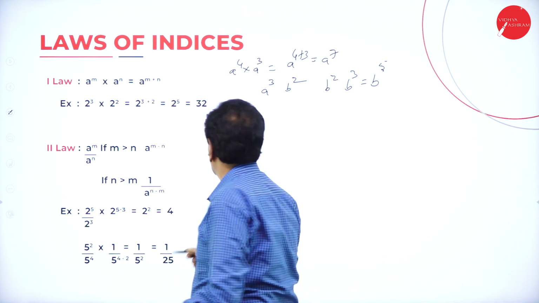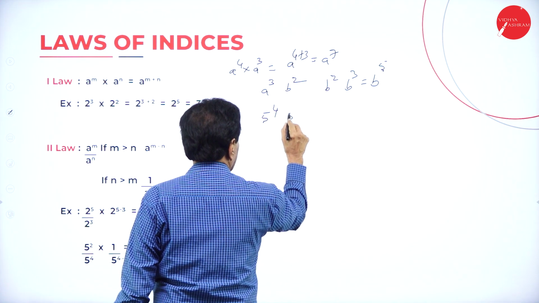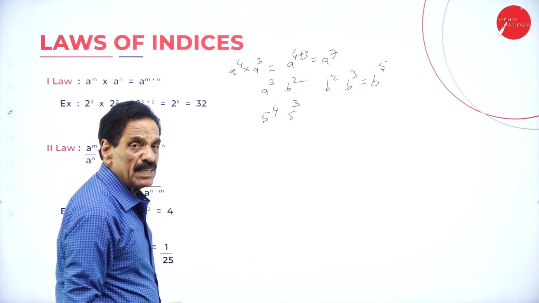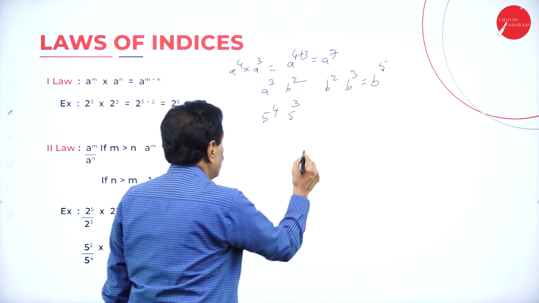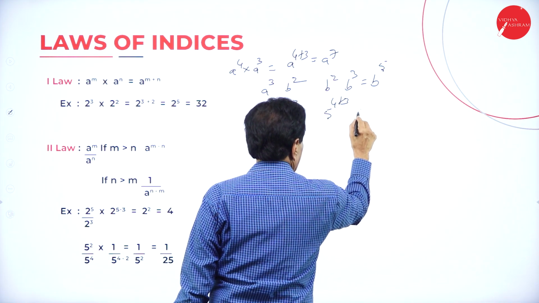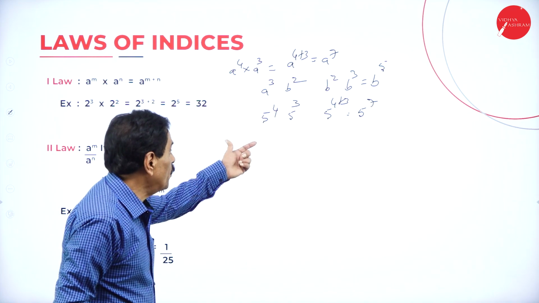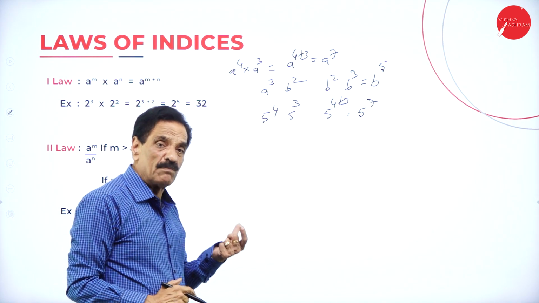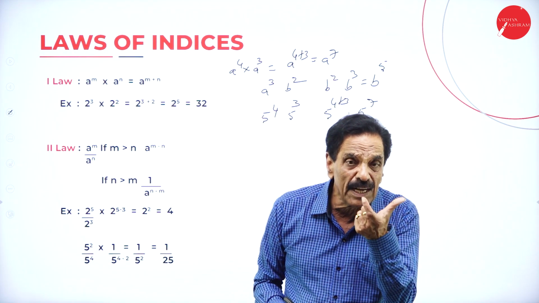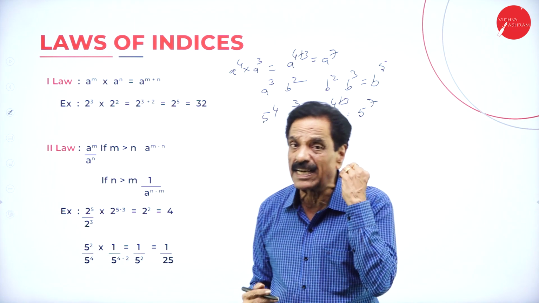Common base, we can have the common base like this also. 5 to the power of 4, 5 to the power of 3, the common base is 5, same caste. This is 5 to the power of 4 plus 3. This is 5 to the power of 7. So when you have a common base, the index number, also called exponent, can be added, is a law.